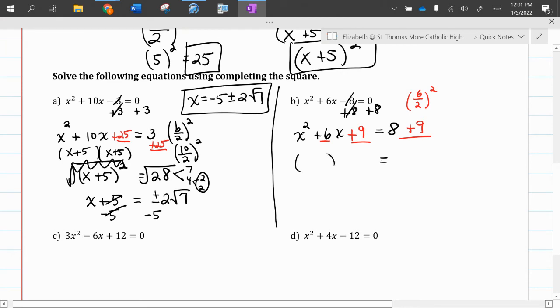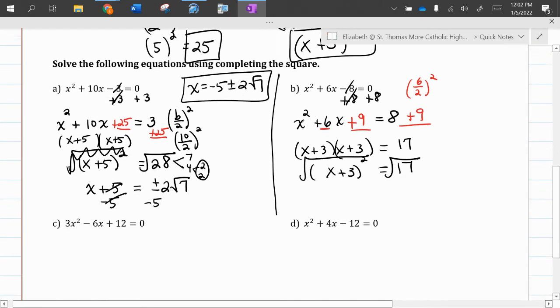So the next thing I want to do is factor this trinomial. That's going to be x plus 3 and x plus 3. And on the other side, I have 8 plus 9, which is 17. So I'm going to write x plus 3 times x plus 3 as x plus 3 squared. And the reason I want to do that is because I want to have that squared so I can take the square root of both sides.